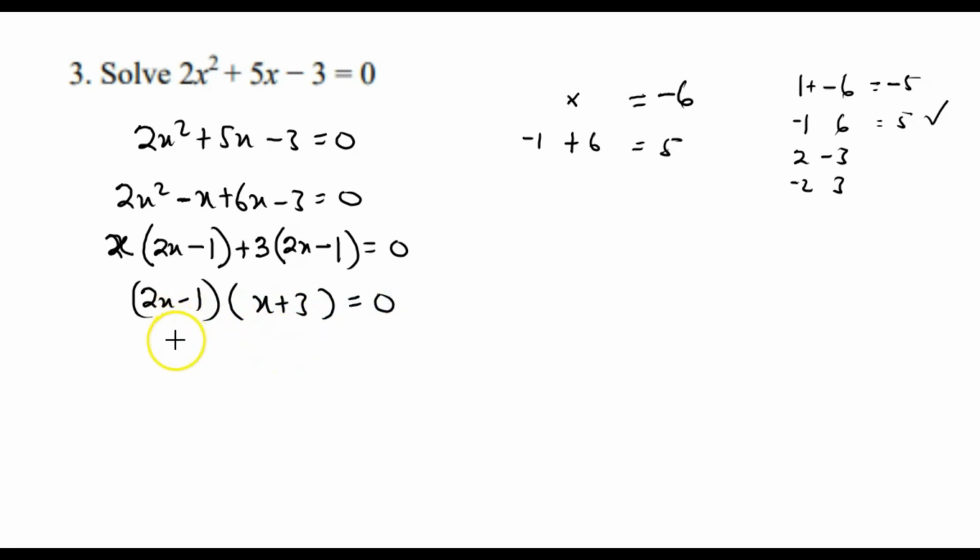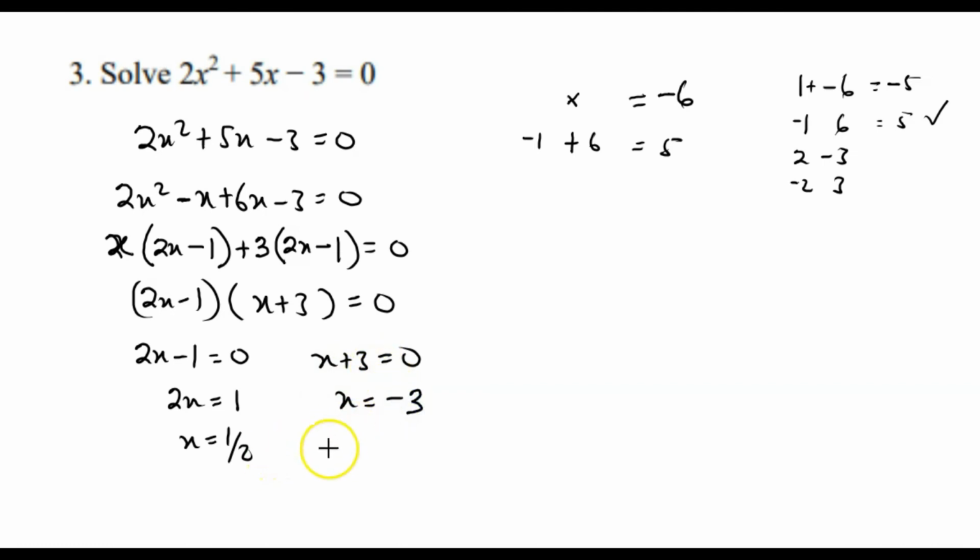So solving for x in each factor, we equate each factor to 0. So x plus 3 also equal to 0. Then from here, 2x must be equal to positive 1, and x will be equal to half, dividing both sides by 2. And on this side, x will be equal to negative 3. So that is the solution for the quadratic equation 2x squared plus 5x minus 3 equal to 0.